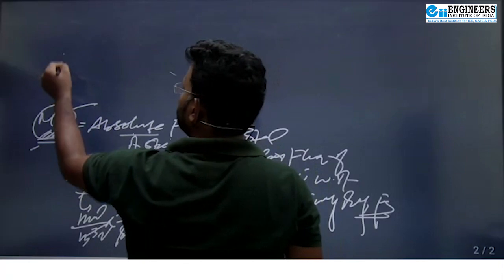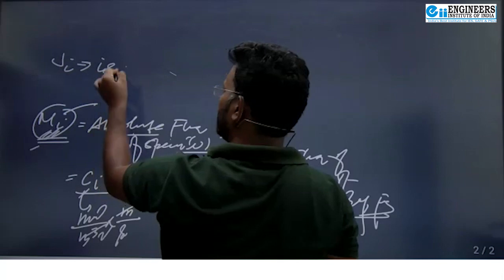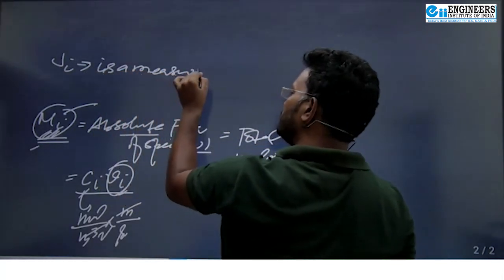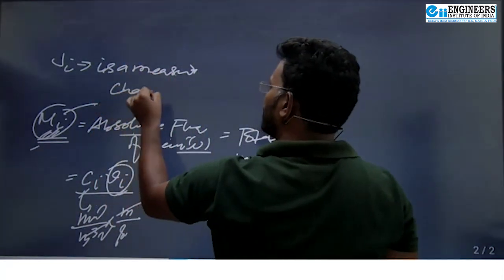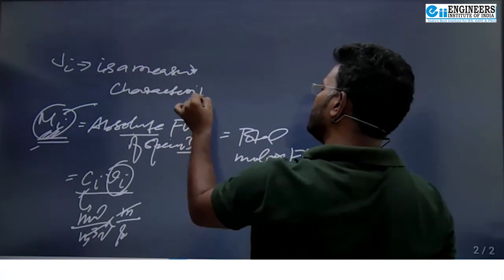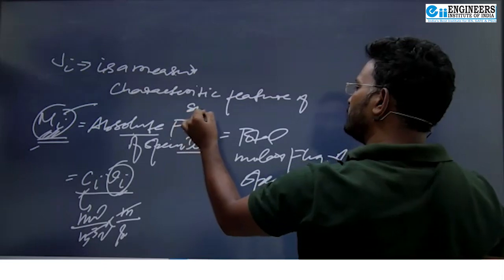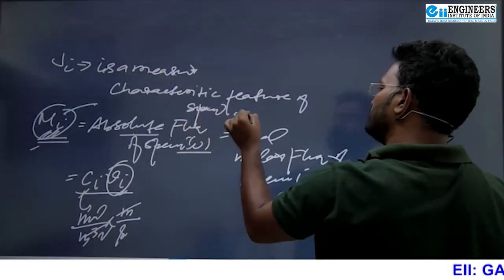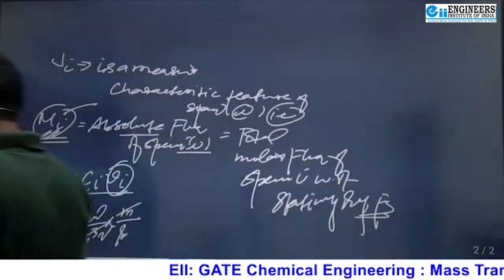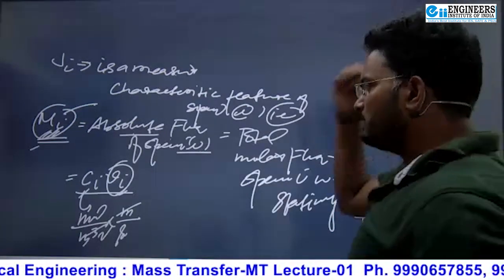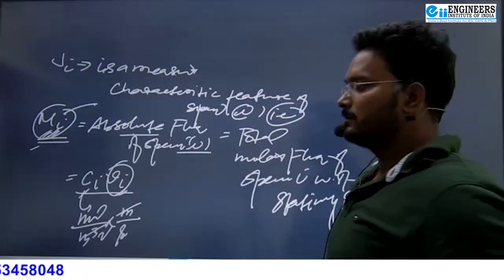Now come to the Ji. देखो Ji, this flux is a measure of characteristic feature of a substance, of species I. It means it is a measure of diffusion ability. It is a measure of diffusion ability, है ना?